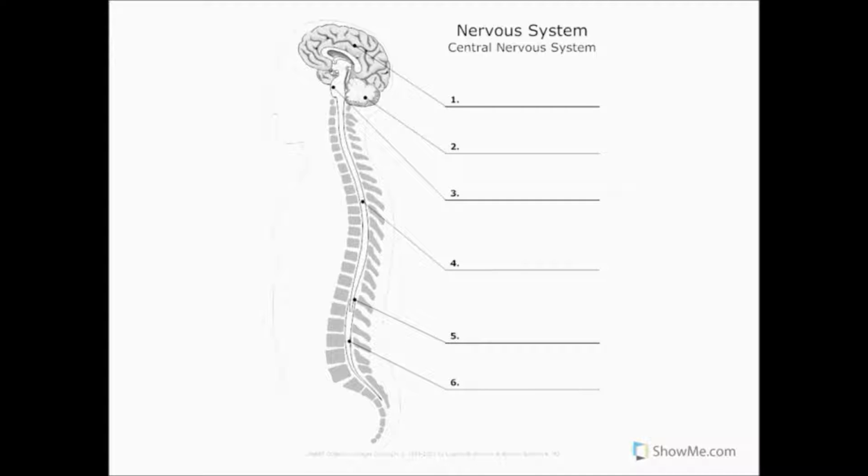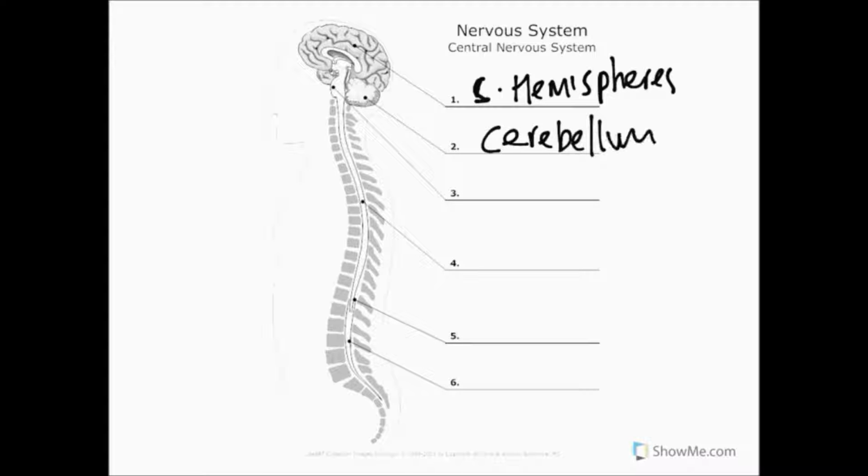Up here we've got part of the brain which we can call the cerebral hemispheres, so I'm going to put C hemispheres. We've got the cerebellum, number 2, which is at the back of the brain. We have an area in the brainstem, which is the general term for 3, but more specifically 3 is actually in the pons, but essentially that is the brainstem. 4 is of course the spinal cord itself.